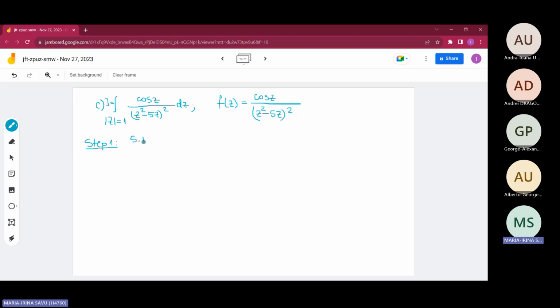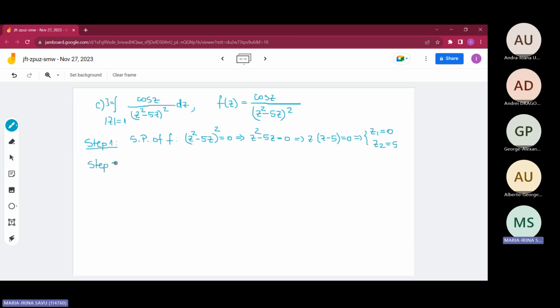To find the singular points of f, let's find them by solving this equation, from which you have z squared minus 5z equals 0. And from here you have z times (z minus 5) equals 0. So you have two solutions: z1, which is 0, and z2, which is 5.